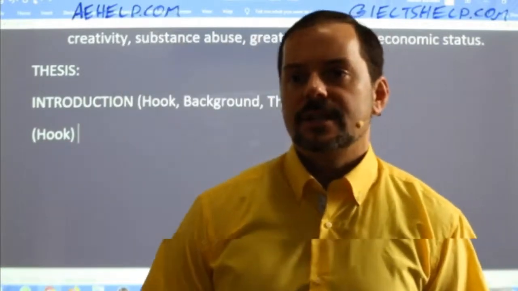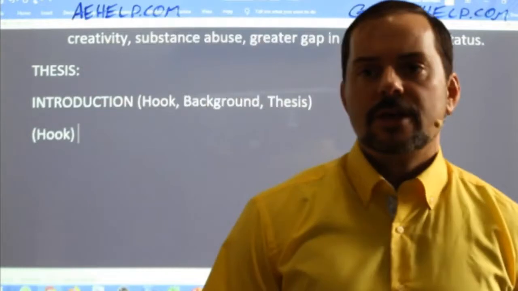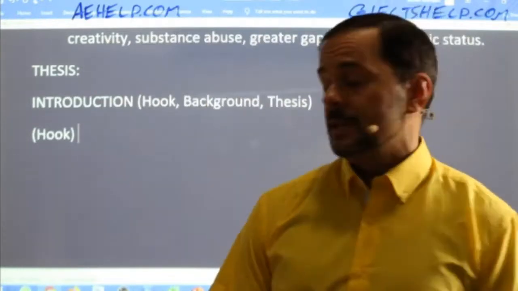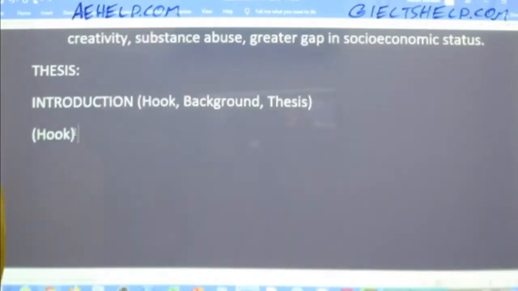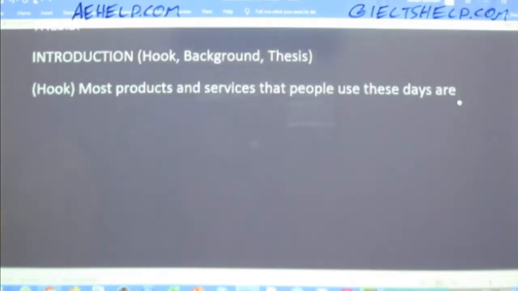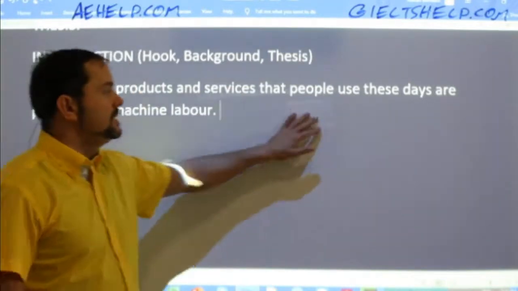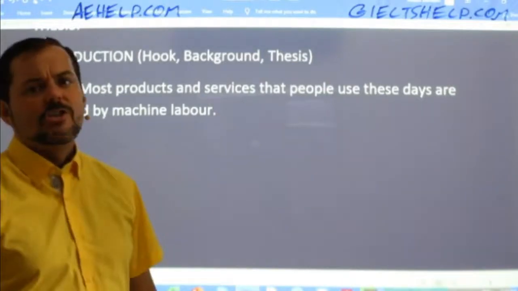Shang Hung says, nowadays, people are more often serviced by machines than real humans. Shang Hung, that's not bad. So most products and services that people use these days are provided by machine labor. Sure. Yeah, that's a good one, Shang Hung. So most products and services that people use these days are provided by machine labor. Yeah, that'll catch your reader's attention.